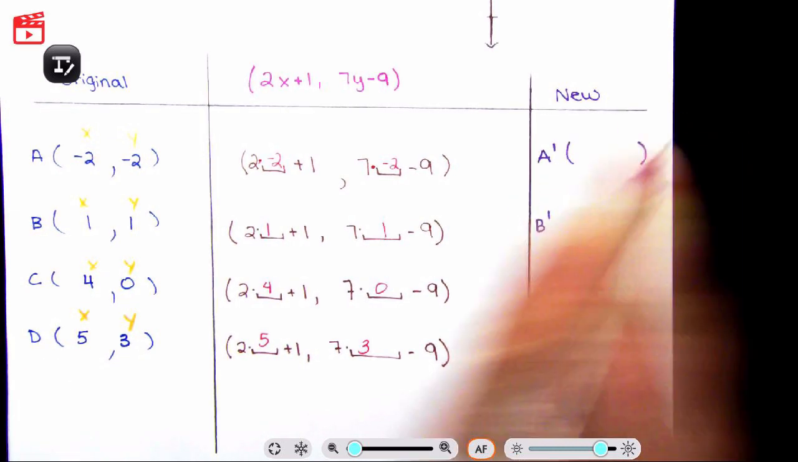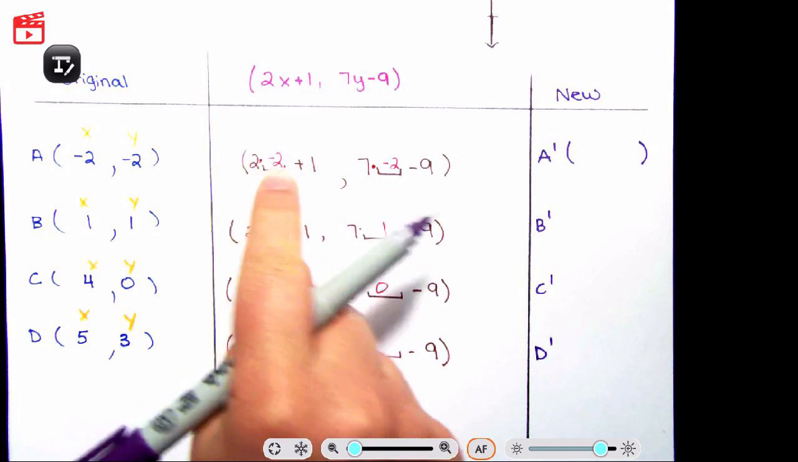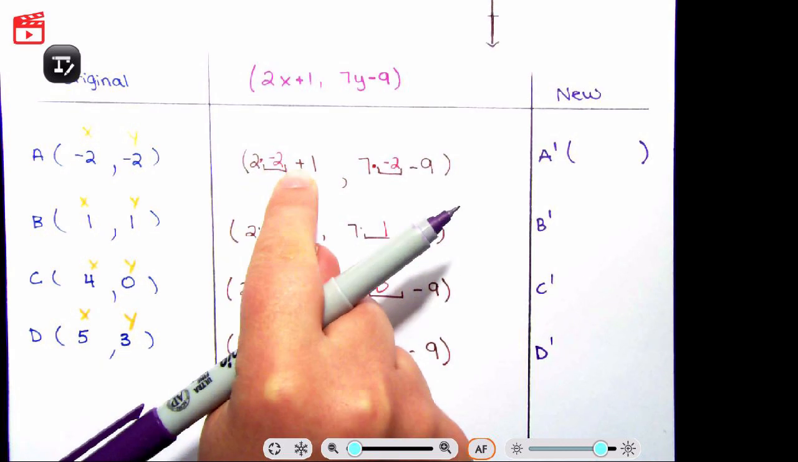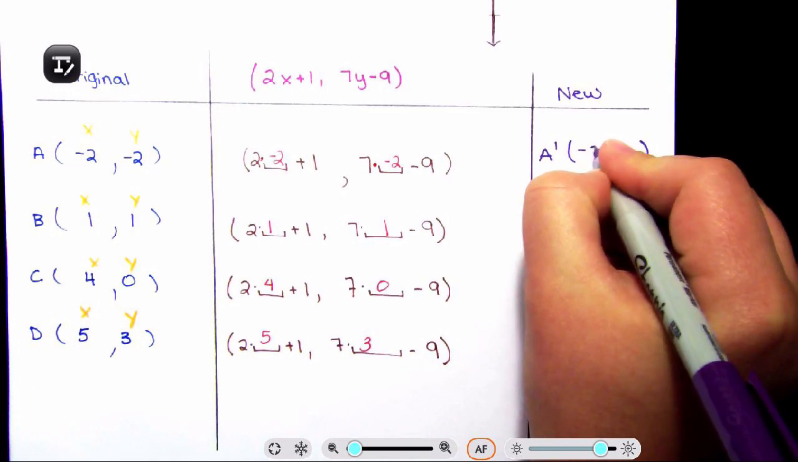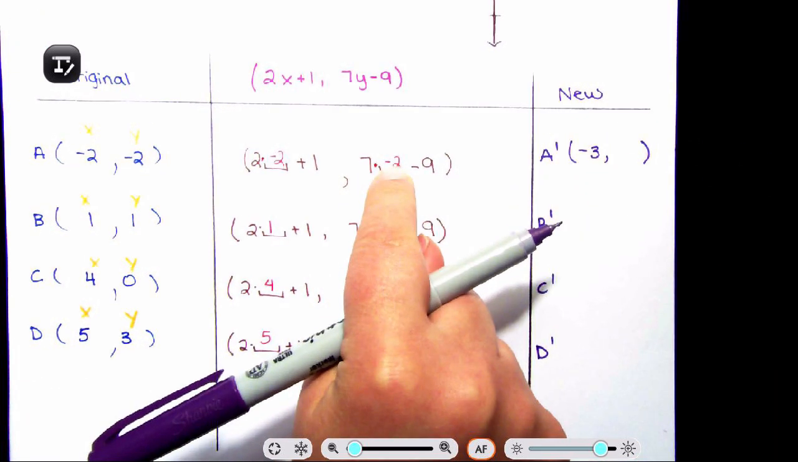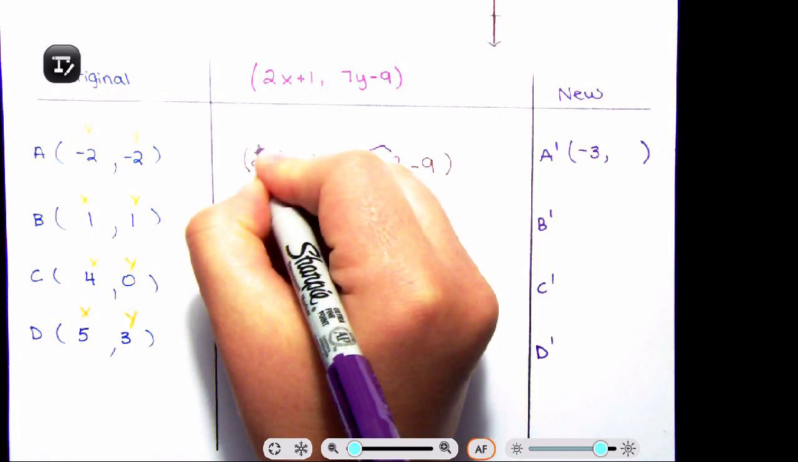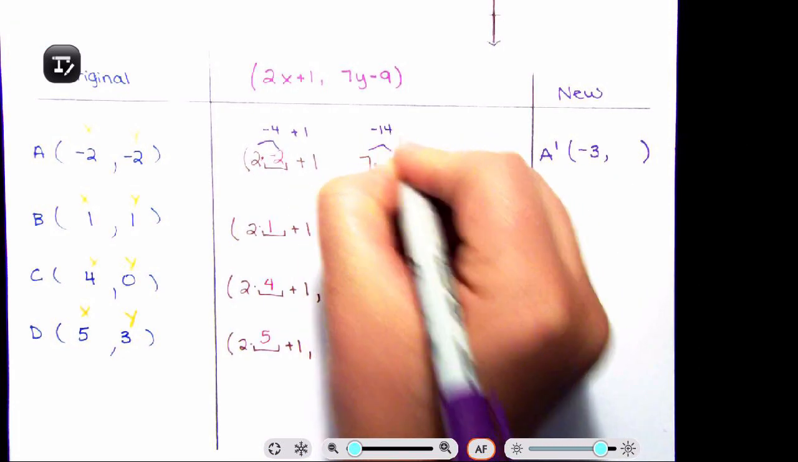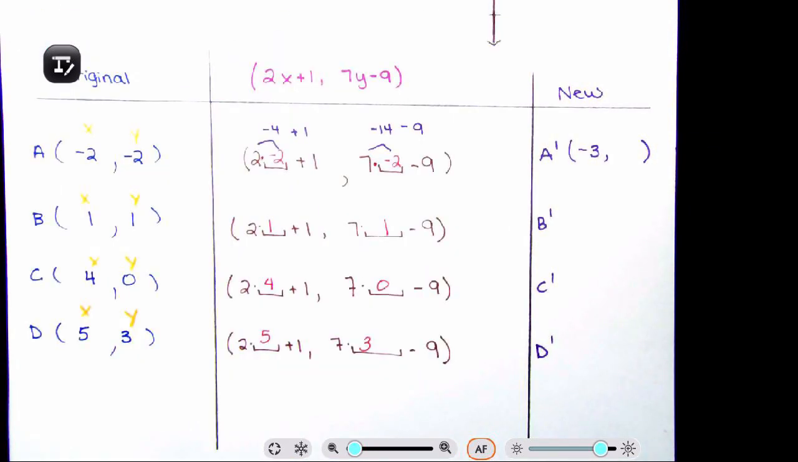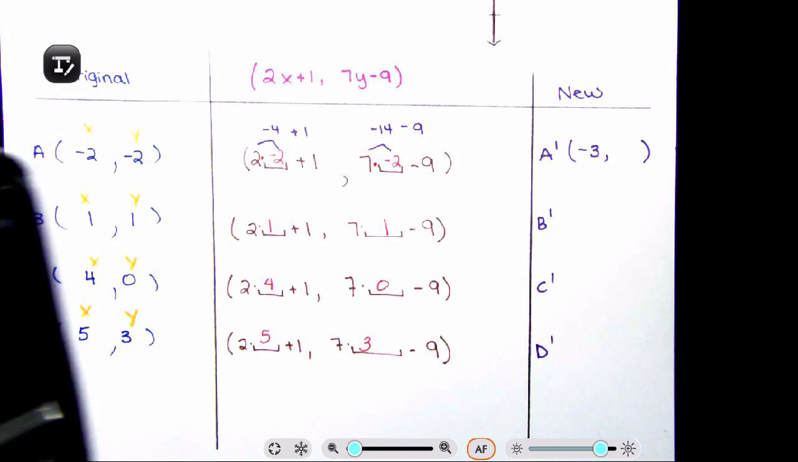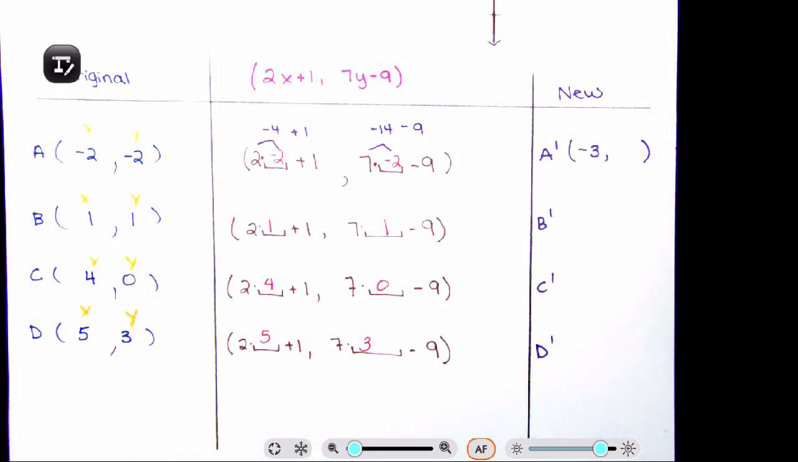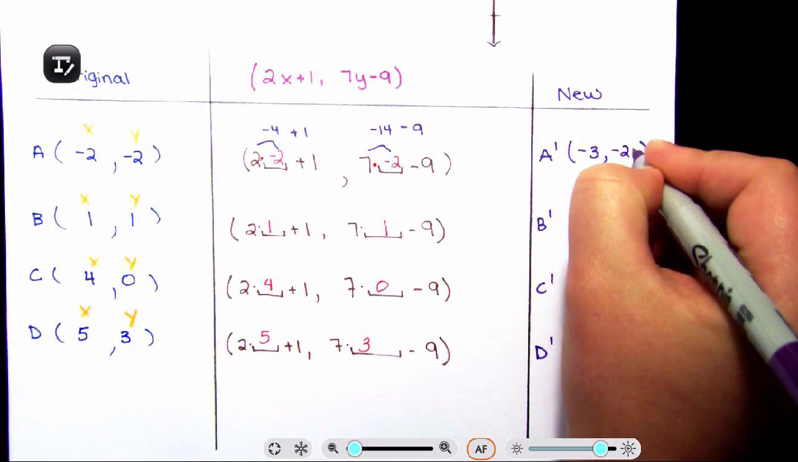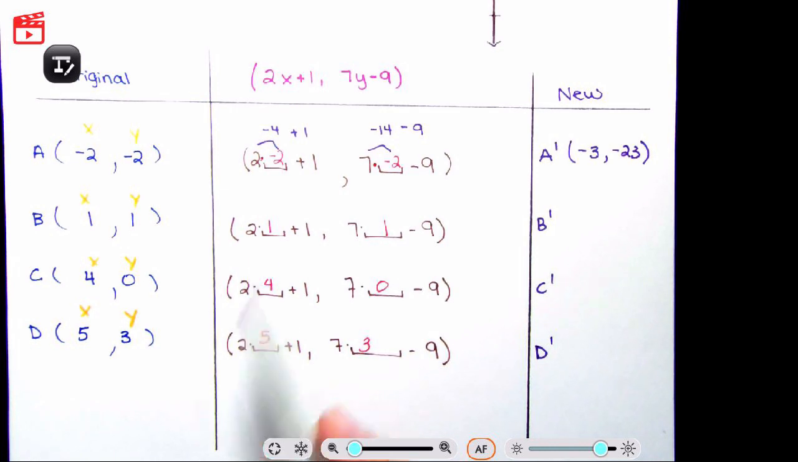And what are our new points? Well, 2 times -2, that is -4. -4 plus 1, that is -3. 7 times -2, let's see, I'm just going to write it down here. So this was -4 plus 1. This was -14 minus 9. So for that one, I'm going to choose to use a calculator. And I have -14 minus 9, and that is -23.